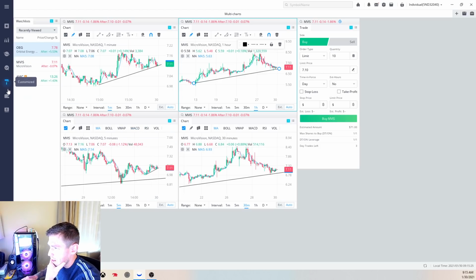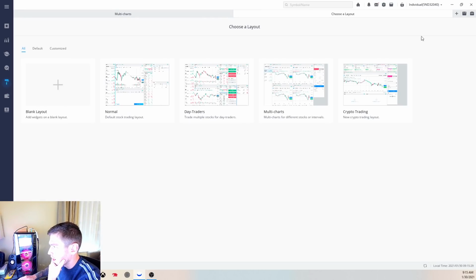And then if you want to come back here to customize, we click on customized. You can hit a new layout, and it comes here. You can see normal, day traders, multi-charts, crypto trading. WeBull does have crypto trading. I don't think they offer Dogecoin. I get asked that all the time, but I don't think they do. Or you can just create a blank layout and make that however you would like to.